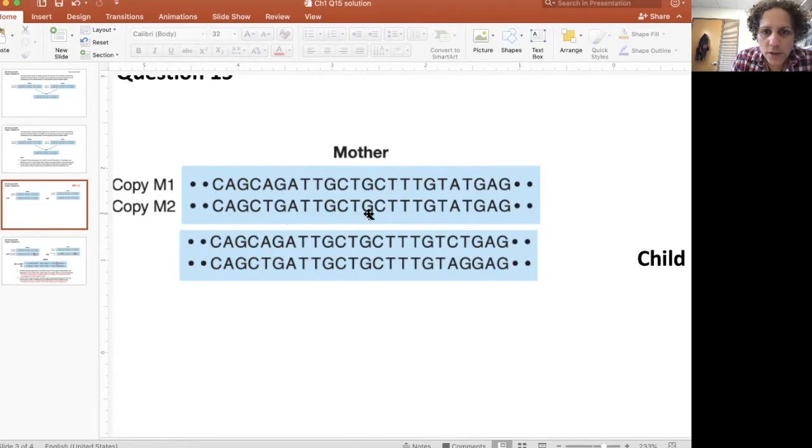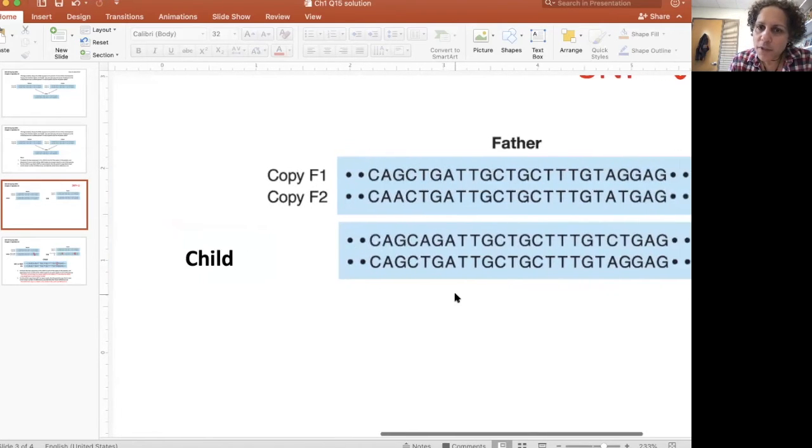Okay, TT, GCT, okay. Oh, we have a problem here. This G is not found in that strand. So this strand is not a perfect match to that strand either. So what we know now is that neither of the child's strands is a perfect match to either of the mother's strands, all right? They both have some SNPs relative to the mother strands.